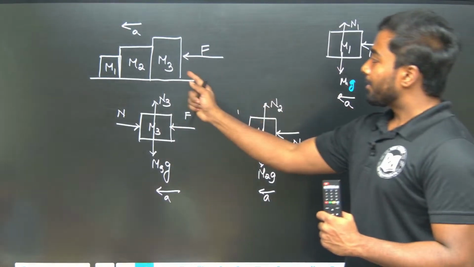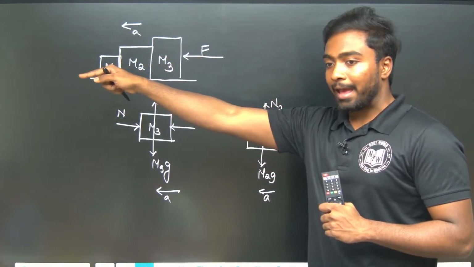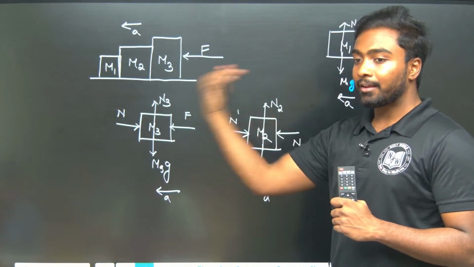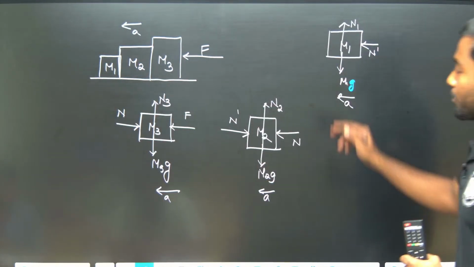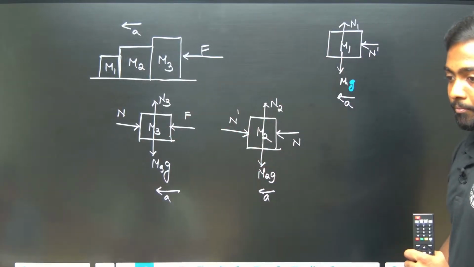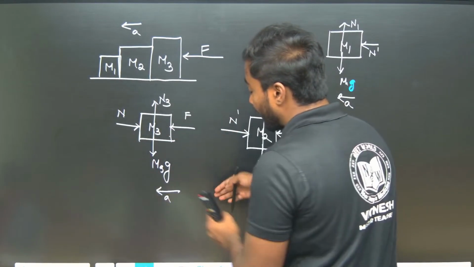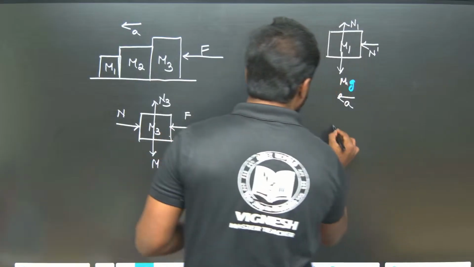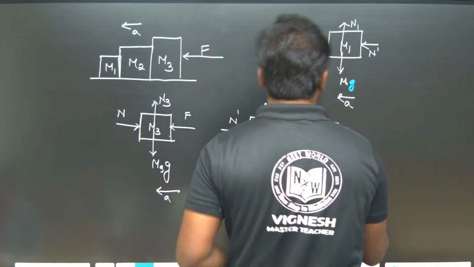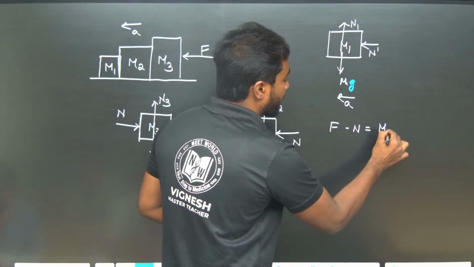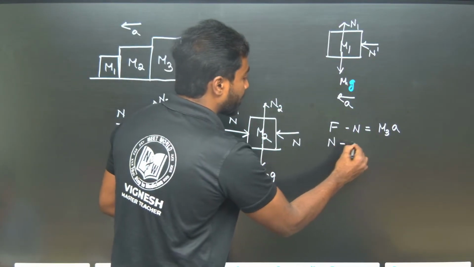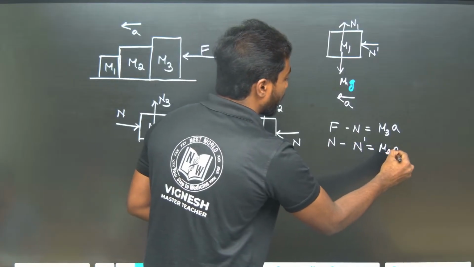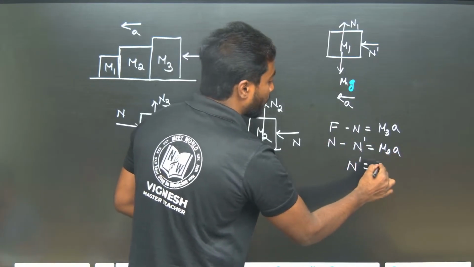Now if I see here, the object is moving in the x axis only, so I need to consider only the x equilibrium conditions. First I will take the first object. The force is in this direction and the acceleration is also in the same direction, which means F minus N equals M3A. For this one, N minus N dash equals M2A. For this one, N dash equals M1A.